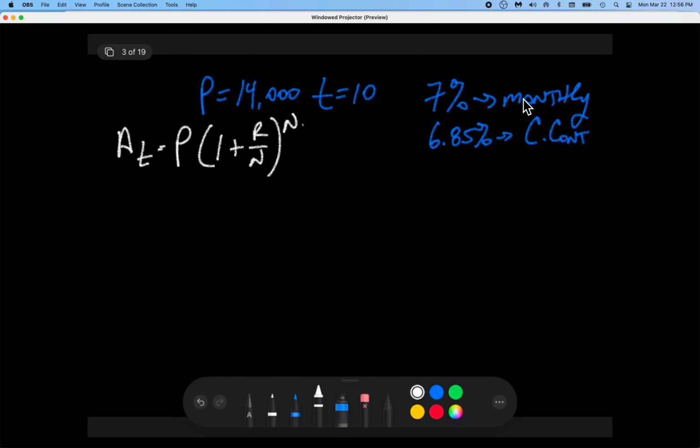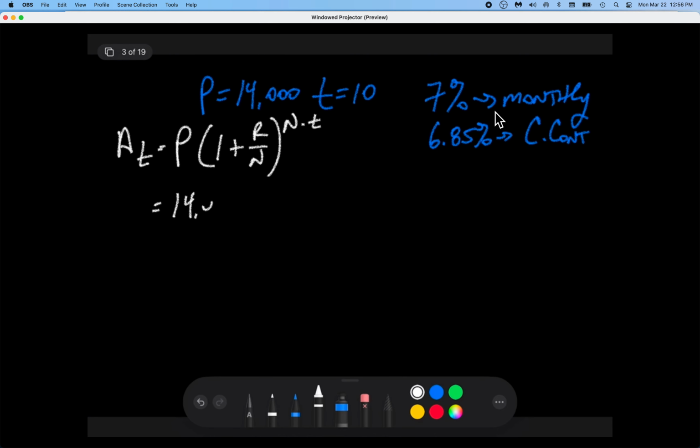And if you did watch my video, I use the mnemonic that we have Nosy Nancy here. She has to appear twice, and the R is the rate in decimal form, and N is the number of times compounded per year. So if we're doing this monthly, here N is going to be 12. So let's do the math.